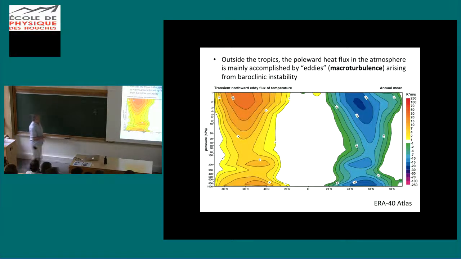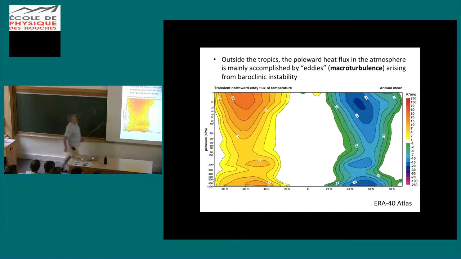And you see that the poleward heat transport is, so orange is northward, so it's positive here and negative here because it's a poleward heat transport in the southern hemisphere. So this is the macroturbulence, a term that goes at least back to Isaac Held, to distinguish it from small-scale turbulence, and this basically arises from baroclinic instability. It's not actually true up here; you should ignore the statement. It's only true really down in the lowest part of the atmosphere.